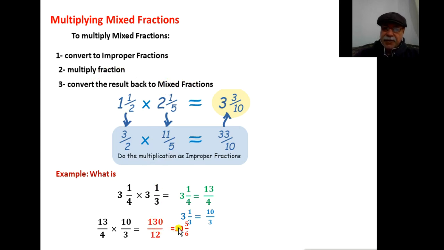130 over 12. How many 12s are in 130? 10, remainder 5 over 6. 5 over 6. Why 6? Because 12 and 130, I divide by 2. I divide this by 2, and I get the simplified fraction. That's why I get this.